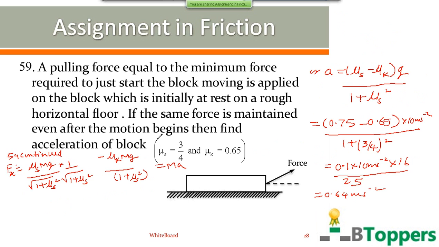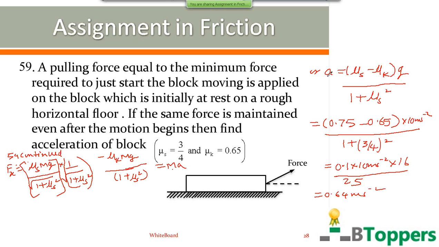I have shown the continuation part of the simplification which you were supposed to have done. I have written earlier Fx equals F cos theta minus Fk equals m a. So I have substituted here F equal to nu s mg by under root of 1 plus nu s square, and cos theta equal to 1 by root of 1 plus nu s square, and Fk equal to nu k into mg by root of 1 plus nu s square. That is equal to m a.